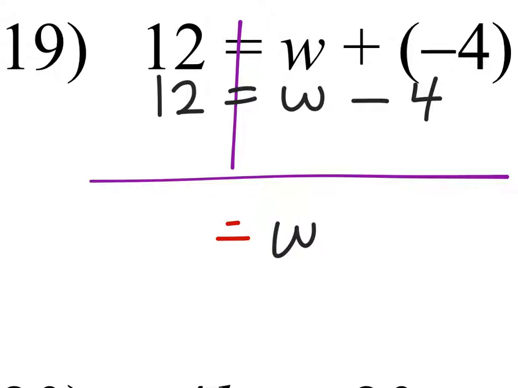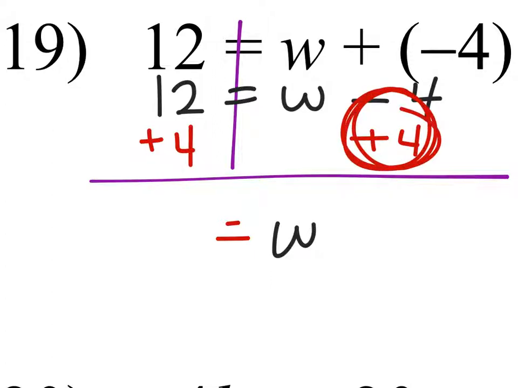Yeah, we need to add 4. Because when we add 4, in this case to both sides, that becomes a 0 right there. And w equals 16.